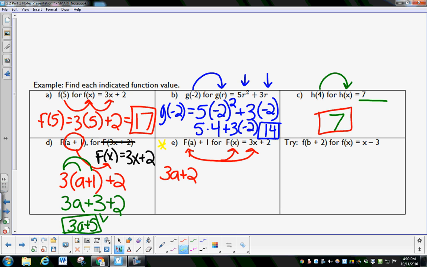But if you notice this plus 1, it's after the function. The function is f of a, and then it says add 1 on to the end of it, basically. So we're going to add 1 on right here on the end. So if it's not in parentheses, you want to add it on to the end of the function. Now we can simplify this because we can add 2 and 1, and we end up with 3a plus 3.